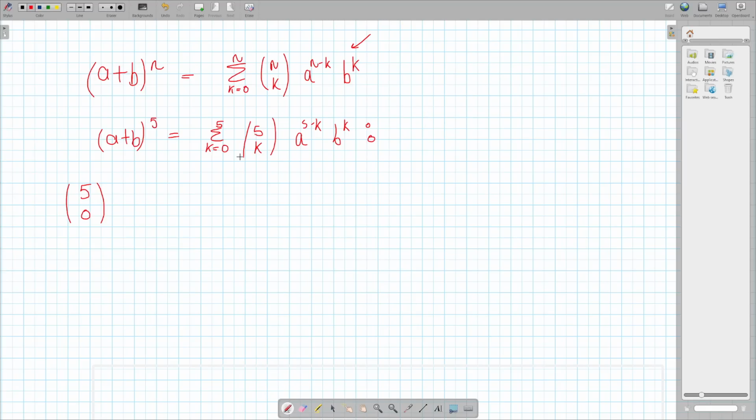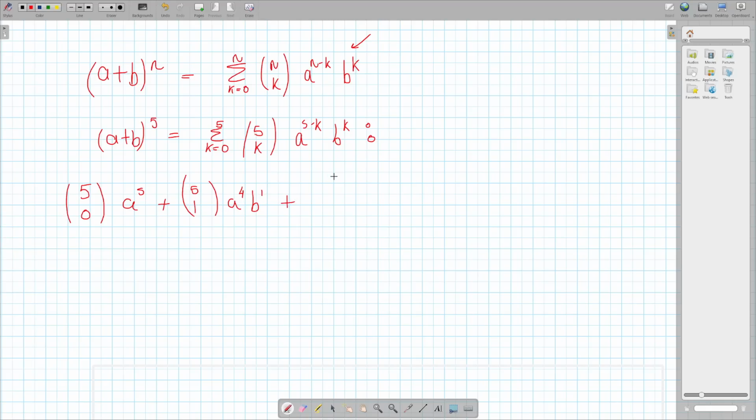Okay, so we start at 0. It's going to be a to the power of 5 minus 0. In this case, my k is 0, so 5 minus 0 is 5. And then b to the power of k, b to the power of 0, is just 1, so you don't write it. Now it becomes 1, so a to the power of 5 minus 1, 4, b to the power of 1.